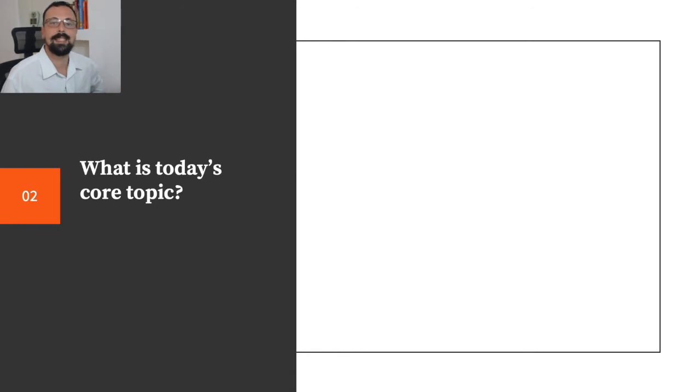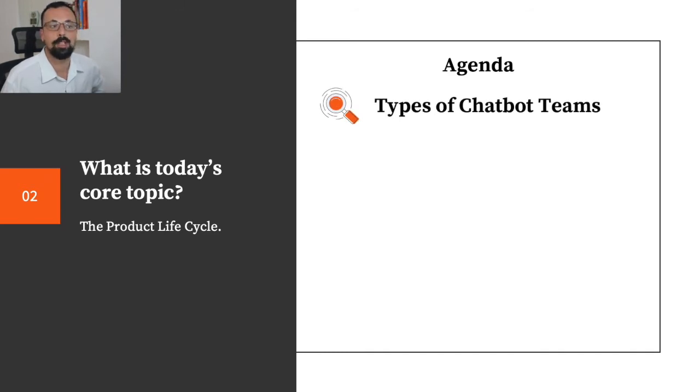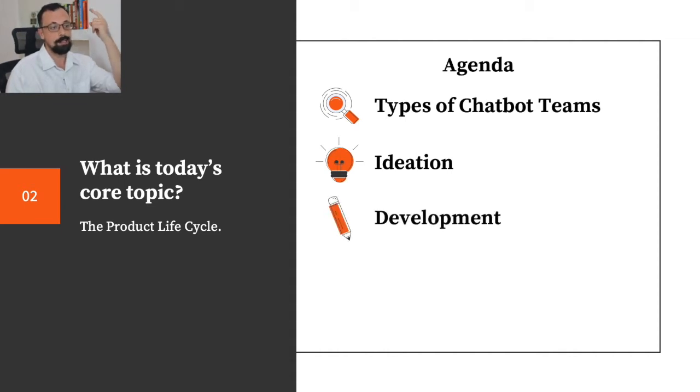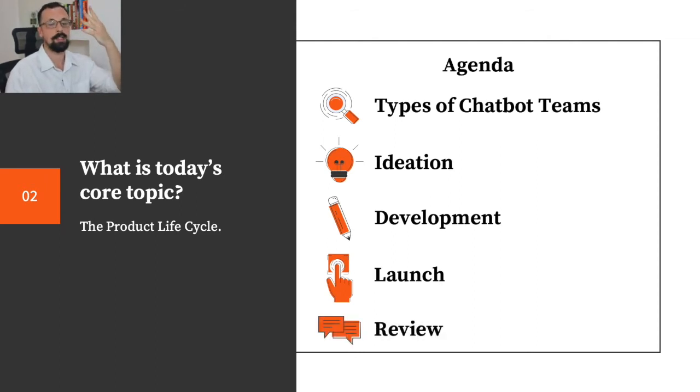So what exactly is today's core topic? Well, basically it will be the product lifecycle. If you're not too sure what exactly that is, we'll touch on it later on in the presentation. So that brings me into our agenda today. First, we'll look at types of chatbot teams, so different ways that the team might be structured at different companies depending on its size and availability of resources. After that, we will jump into the product lifecycle with phase 1, which is ideation, phase 2, development, phase 3, launch, and phase 4, review.